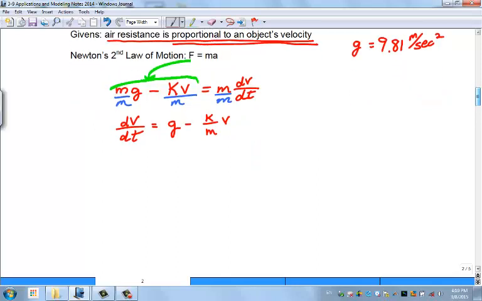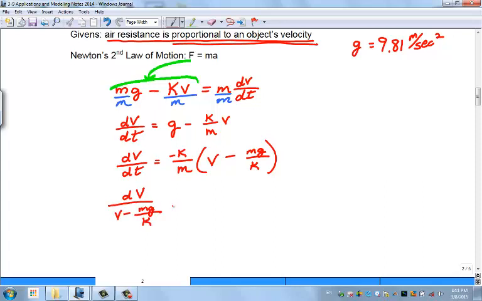Well, what did we do in the last problem? First thing we did was we factored out whatever was being multiplied by our variable so we could separate variables. So I'm going to factor the k over m out, so I get dv dt is equal to negative k over m times, now if I divide negative k over m times v by negative k over m, of course I get v. If I divide g by negative k over m, it's the same as multiplying it by negative m over k. So I get minus mg over k. Okay, that's just algebra. Now we can go ahead and separate our variables. So we get dv over v minus mg over k is equal to negative k over m times dt.